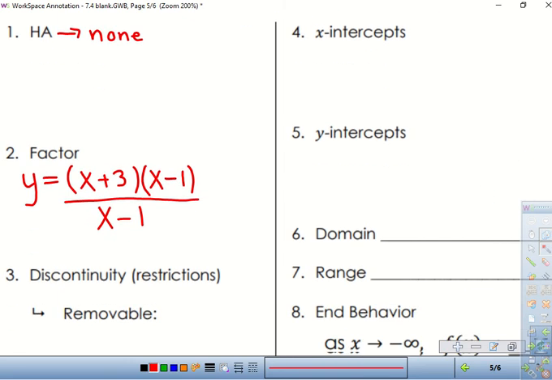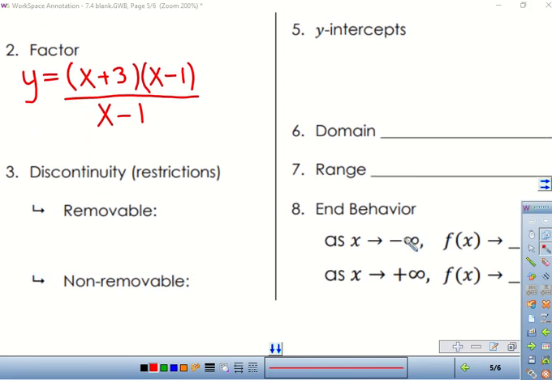So now we're going to talk about the removable restrictions or discontinuity. Looking at this equation, will anything cancel out of it? Yeah, see how the x minus 1 would cancel out? Those are what we call our removable discontinuities. So how we actually find this is, we take whatever you're removing, and you set that piece equal to 0. So whatever gets removed gets set equal to 0.